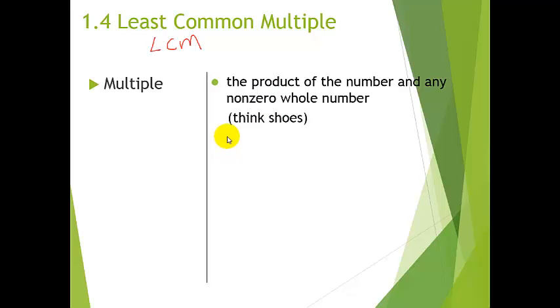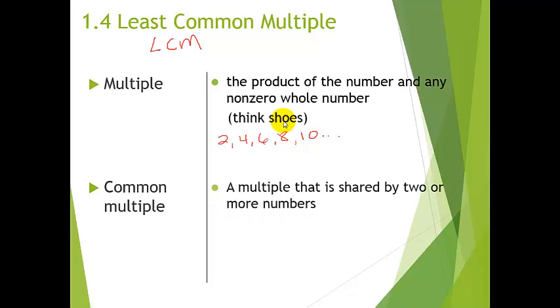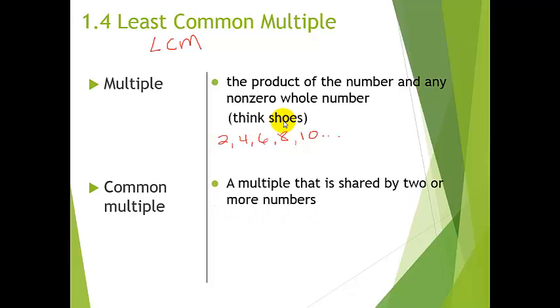So if I was to count by 2, so I have the number 2, the multiples of 2 are 2, 4, 6, 8, 10, and so on. Again, notice I'm not asking for a factor, not the greatest common factor, not what makes up the number 2. I'm looking for the multiples, so it's like your counting. So a common multiple would be a multiple that is shared by 2 or more numbers.